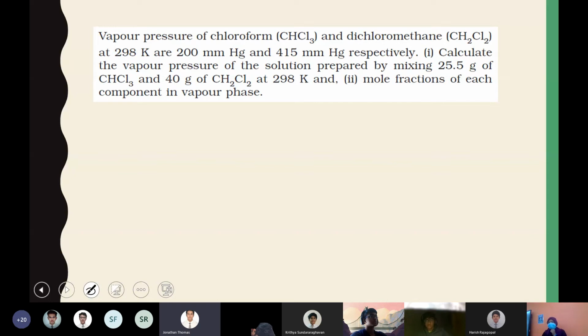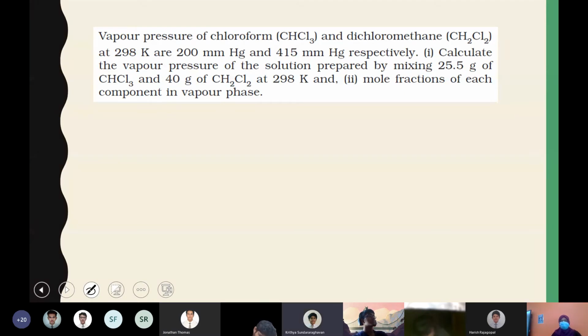Ma'am, the three different cases: the first one is pure solvent, that is how we define vapor pressure. Second is liquid solutions, and third one is the solvent with a non-volatile solid solute. Okay, ma'am.